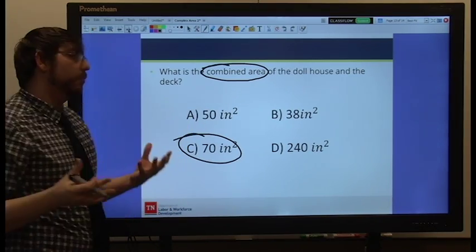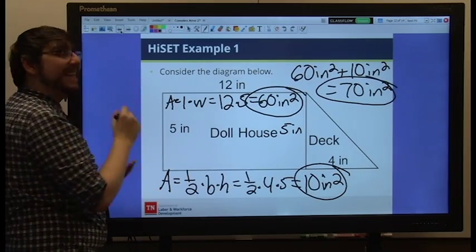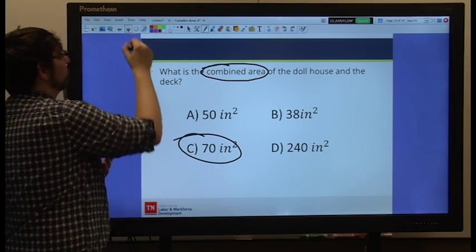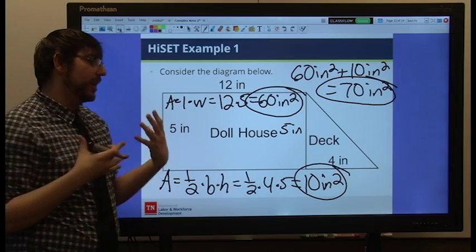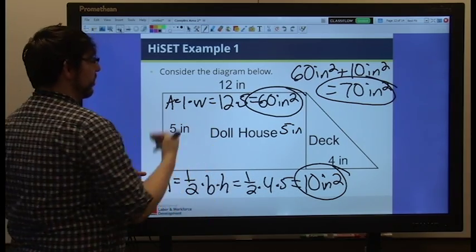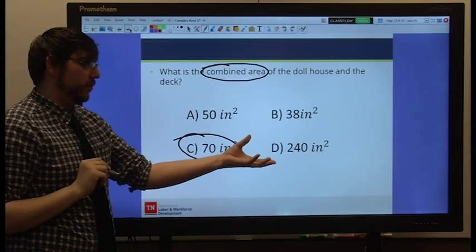What about B? Well, if you had taken this figure and tried to incorrectly add all the sides together, you would have ended up with a number that was very close to 38. Now, what about 240? Because you know that area usually uses multiplication. So this trick answer of D is assuming you're just going to multiply all the numbers together. So if you had done 5 times 12 times 4, you would have ended up with 240.